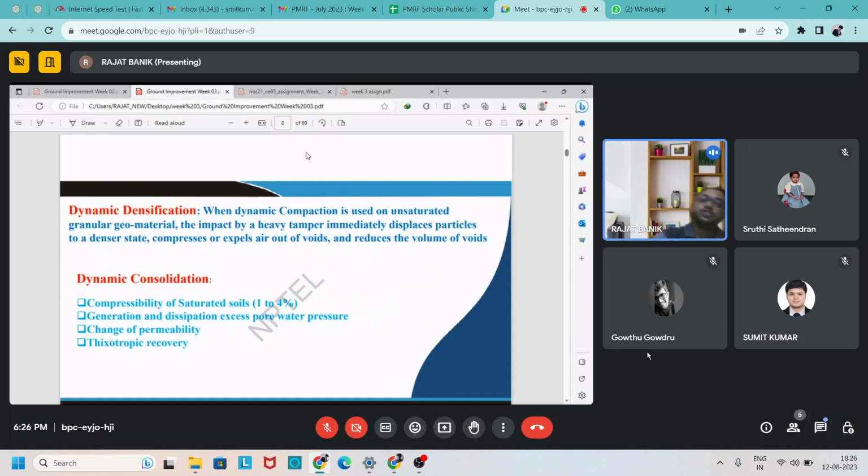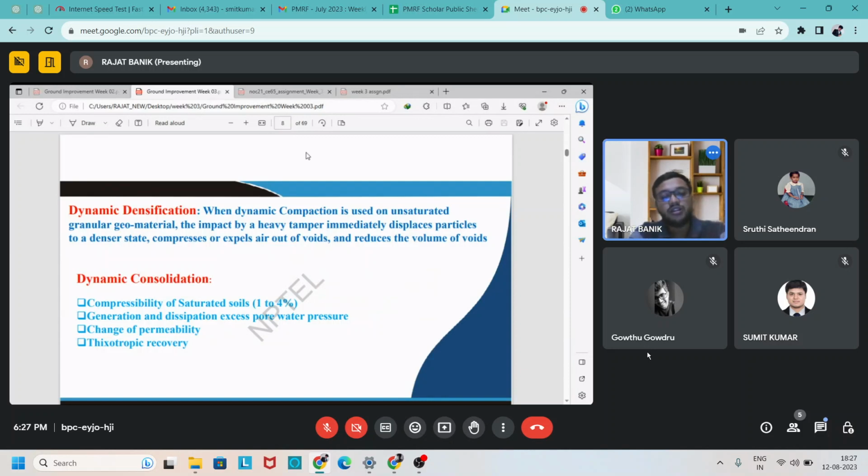So in dry cohesionless soil, what happens if we apply heavy energy or a tamper to the ground? The particles are displaced into a denser state and compressed, and the air is expelled from the voids, reducing the volume of the voids and improving the ground. So it is quite similar to our shallow densification, but here we apply heavy energy. It's a similar technique we use in this case.